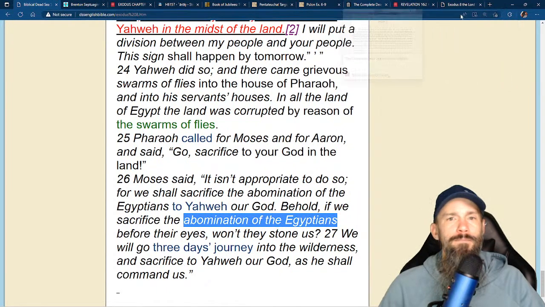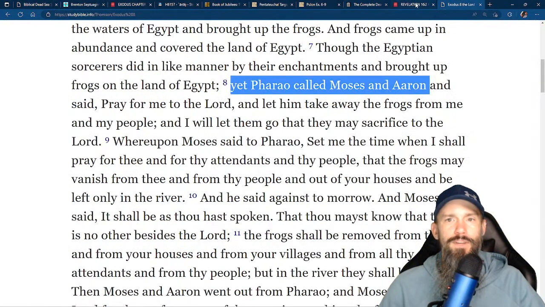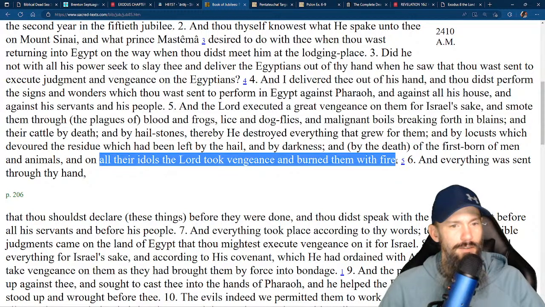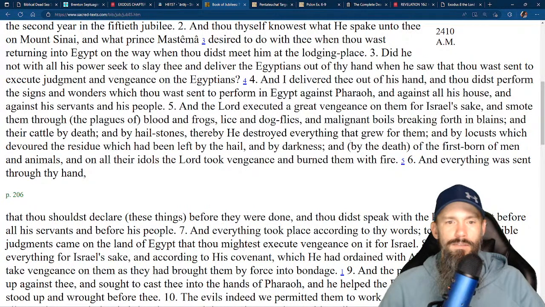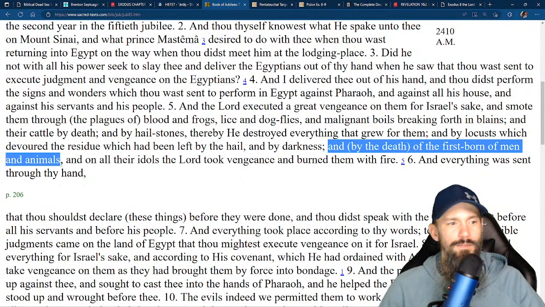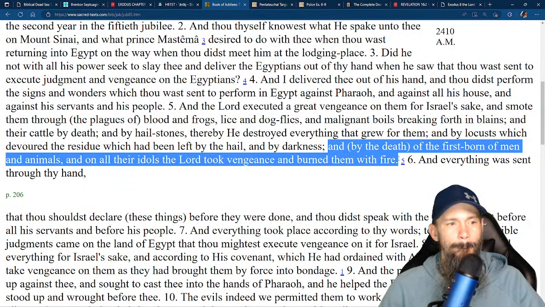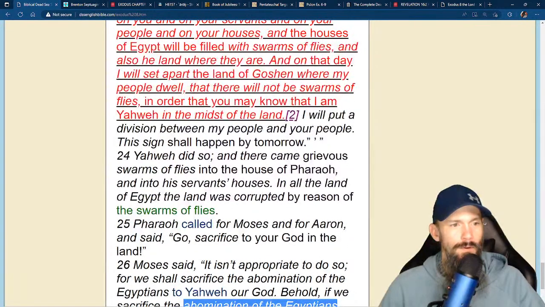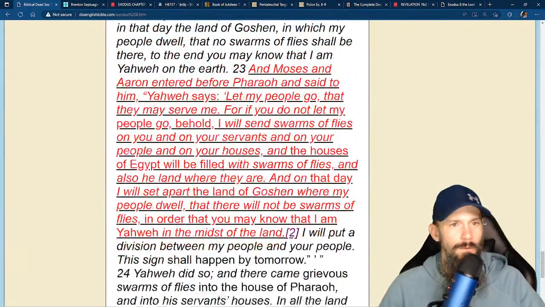So, where are we at? Yep. No, that's not it. So, they're idols. Well, no, that's not it, because he took vengeance and burned them with fire. I don't think he burned all of them, I mean, he destroyed some of them by death of firstborn of men and animals. Yeah, he destroyed their livestock too.